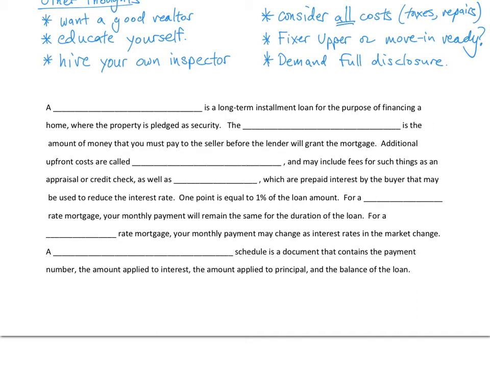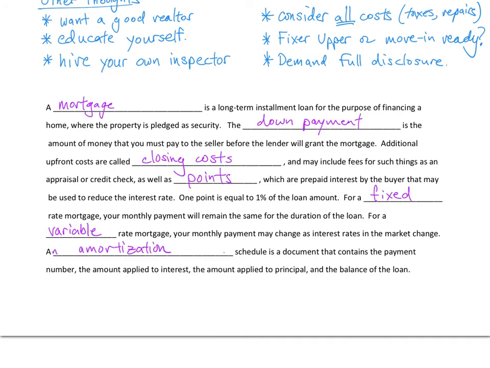We will end with this paragraph of information here. So here we go. A mortgage is a long-term installment loan for the purpose of financing a home where the property is pledged as security. The down payment is the amount of money that you must pay to the seller before the lender will grant the mortgage. Additional upfront costs are called closing costs and may include fees for things such as an appraisal or credit check, as well as points.